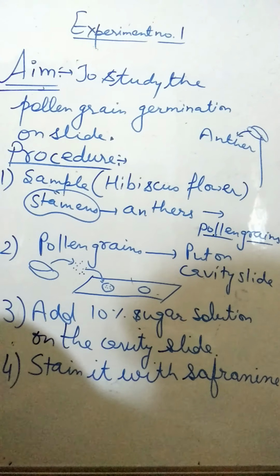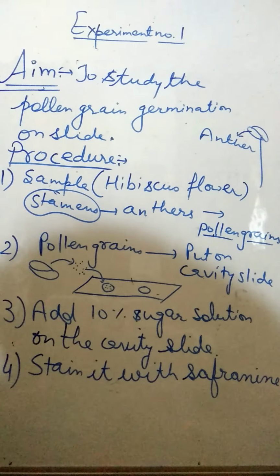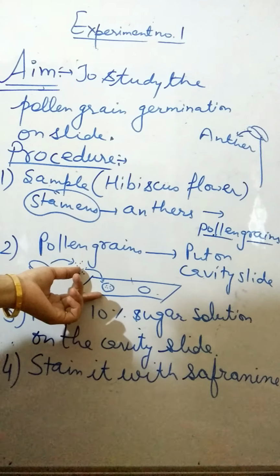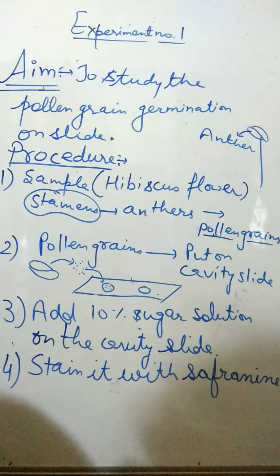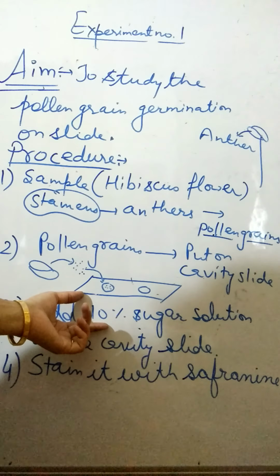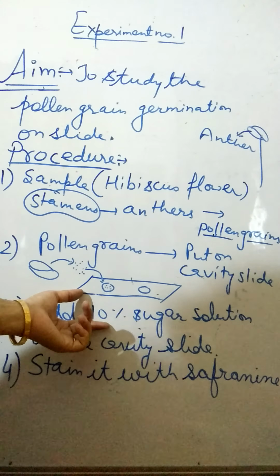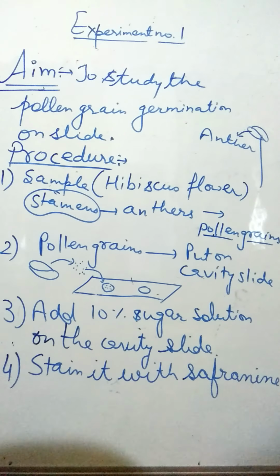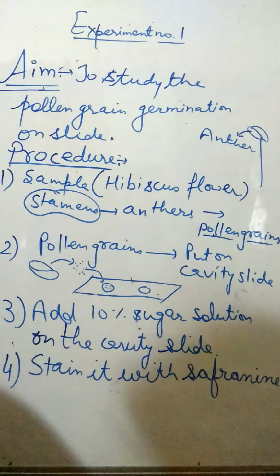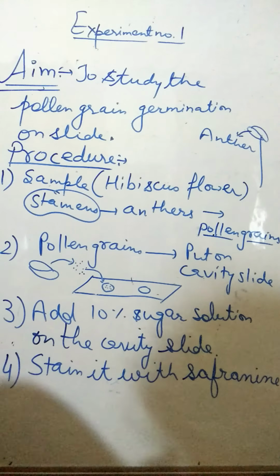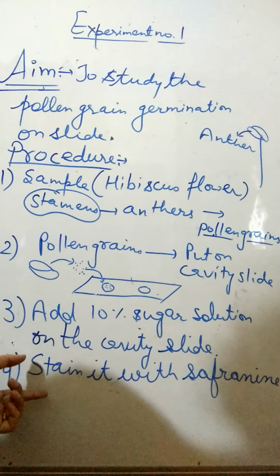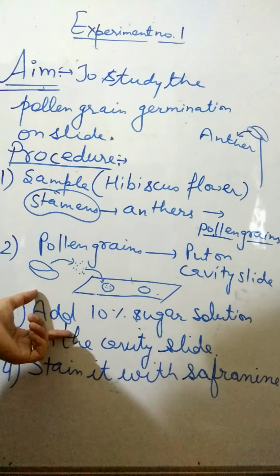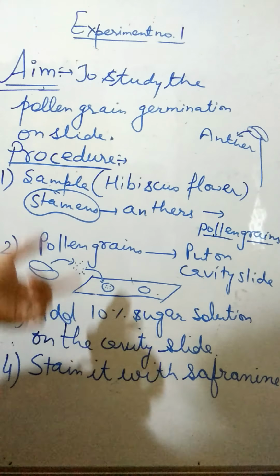We have to add 10% sugar solution onto this slide after dusting the pollen grains. This 10% sugar solution, as I have explained, contains 10 gram of sucrose. Besides it, it contains calcium salts and potassium salts, and you can also add boric acid in it because it enhances the pollen tube formation.